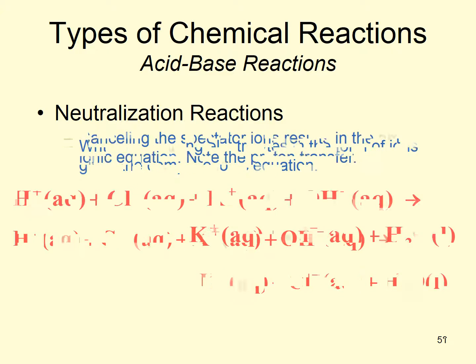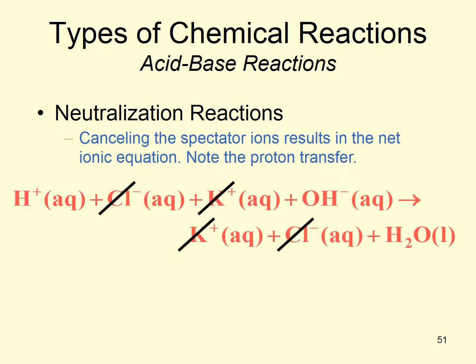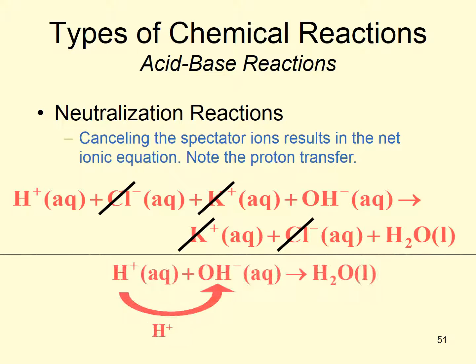So now we can cancel the things that show up on both sides, the K plus and the Cl negative. And so the gist of our reaction, the essence of our reaction, is that the H plus reacts with the OH negative to give us H2O, which is water. This is the main reaction here.